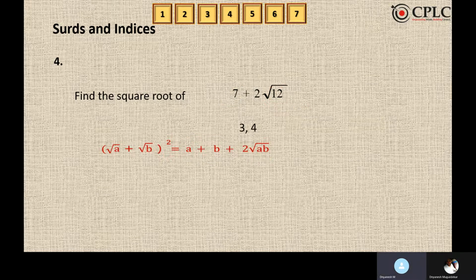So root 3 plus root 4 the whole square, when you expand, you will get 7 plus 2 root 12. But if you remember, we were supposed to find out the square root of that. And when we find the square root of that, we'll also have to take the square root on the left hand side. So on the left hand side, when you take the square root, square and square root will get cancelled and you will be left with root 3 plus root 4.